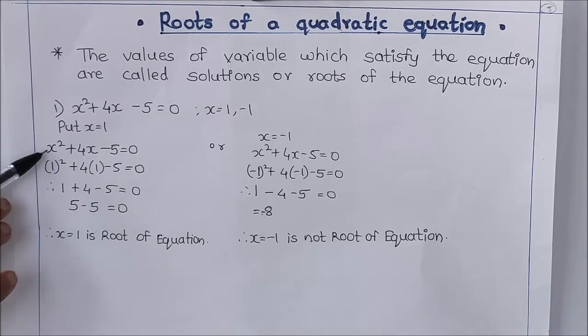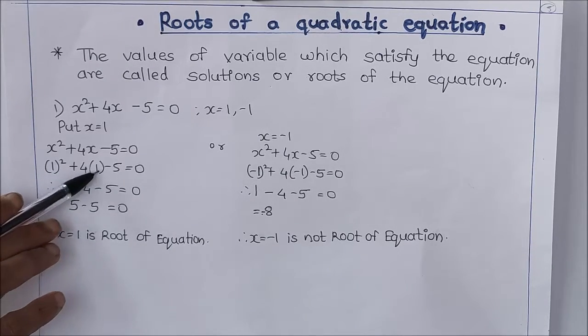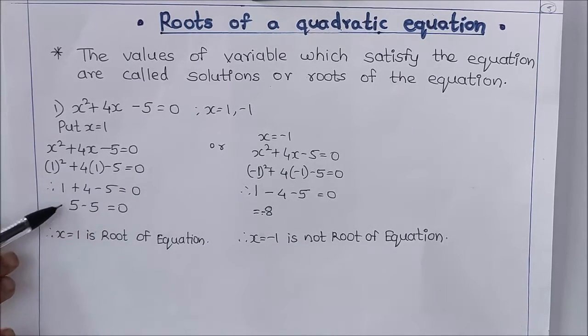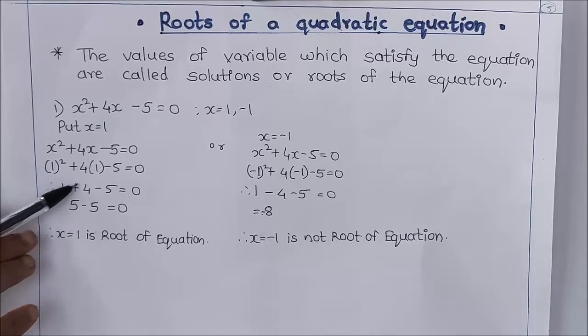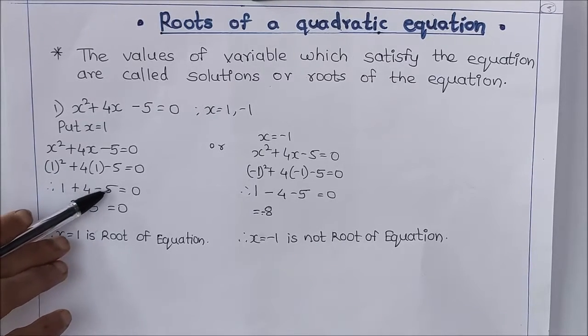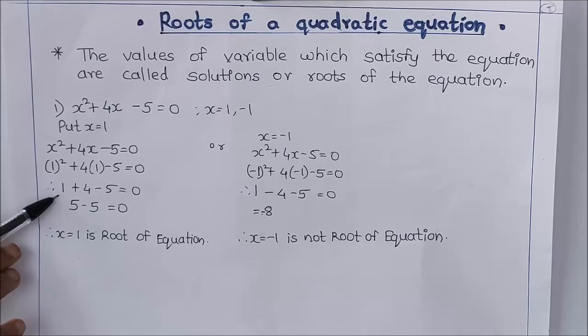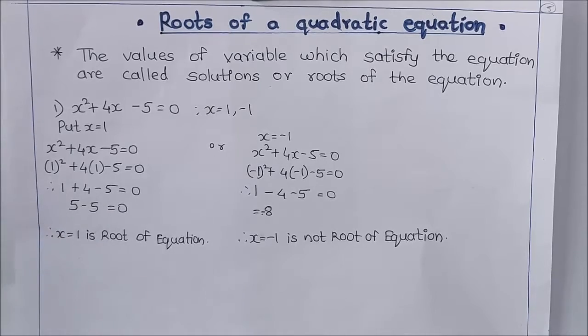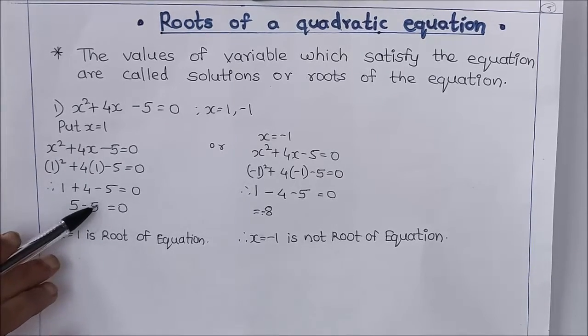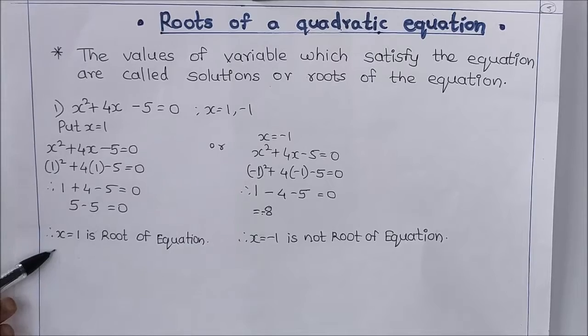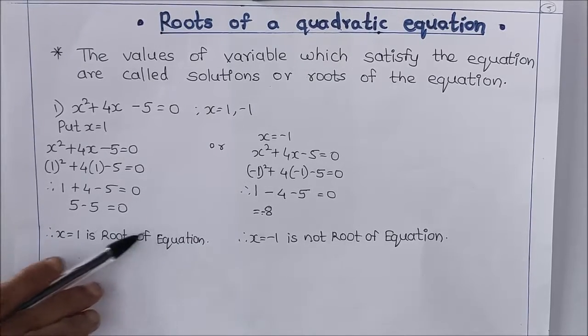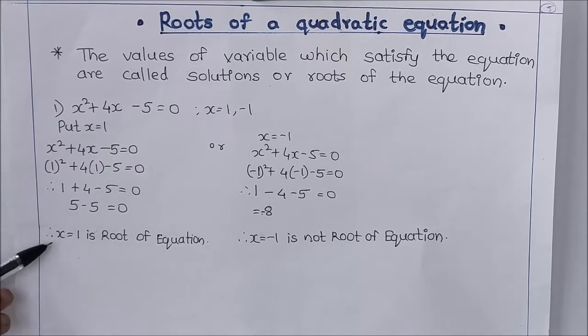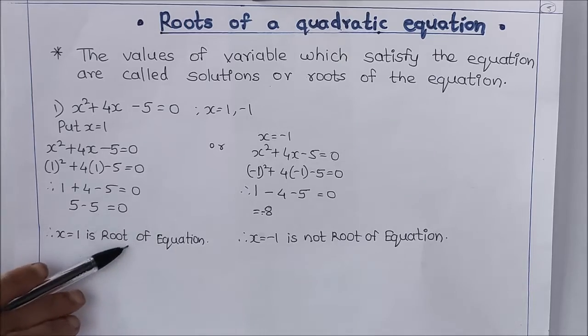When we substitute the value of x as 1, 1 square plus 4 into 1 minus 5 equals 0. 1 square is 1 plus 4 into 1 is 4 minus 5 equals 0. 1 plus 4 is 5. 5 minus 5 equals 0. Here LHS is equal to RHS, that is, it satisfies the equation. Therefore we can say that x equals 1 is the root of the equation.